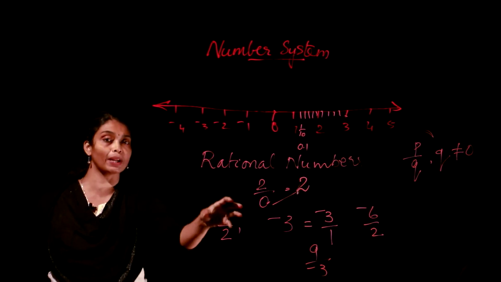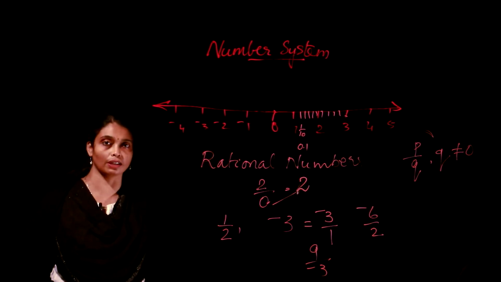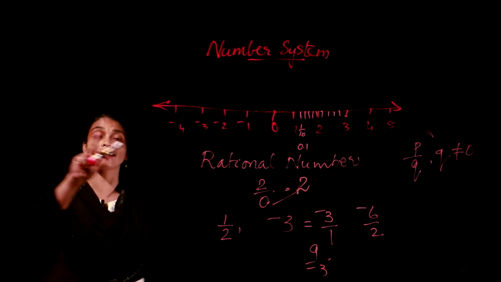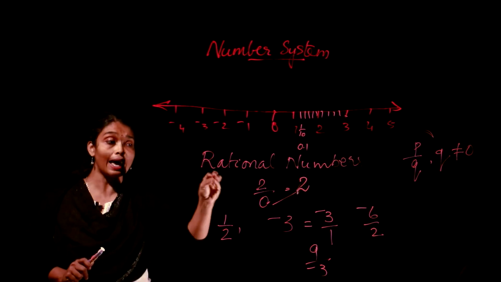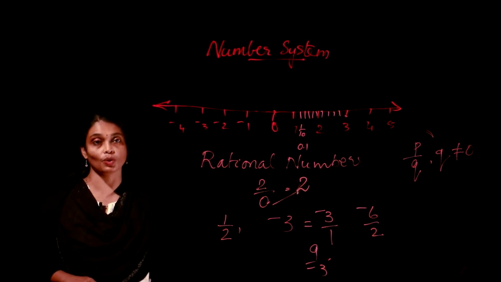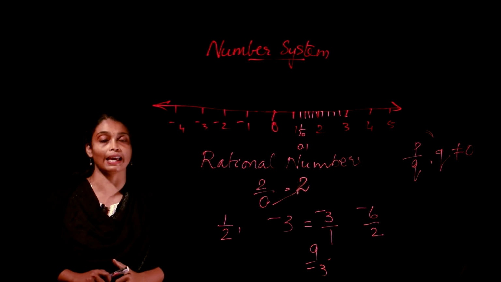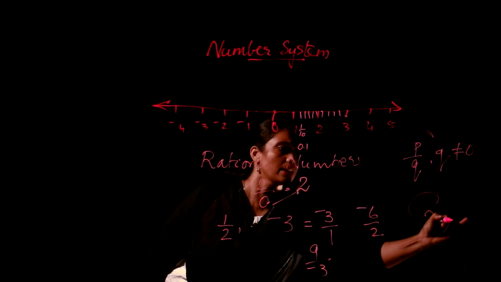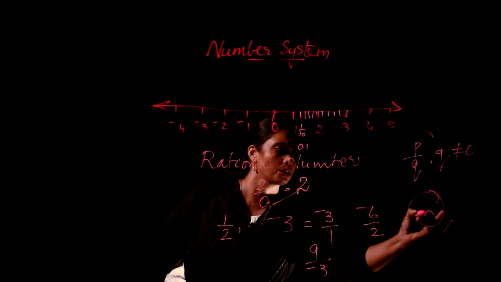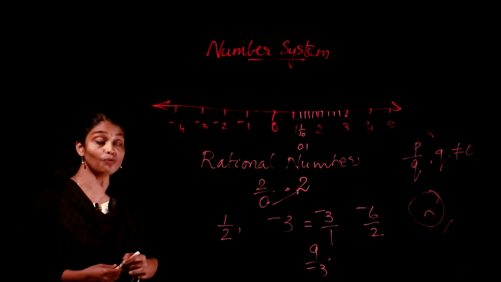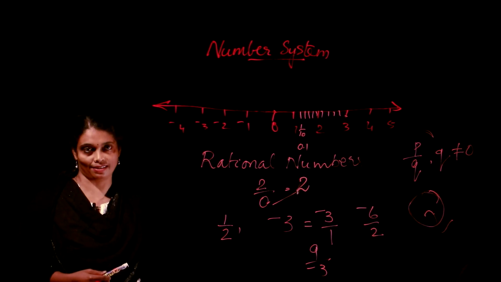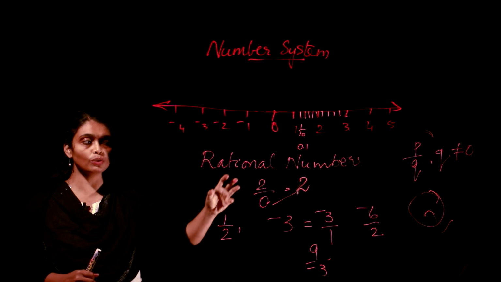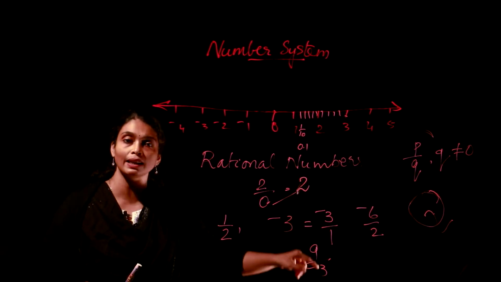Yes, we can represent any integers on the number line, any whole numbers, any negative integers as p by q form. So, we call all these rational numbers, and usually rational numbers are represented by the letter Q, which represents quotient or the ratio. So, we used to represent it by the letter Q.